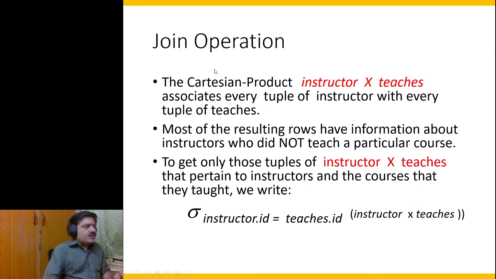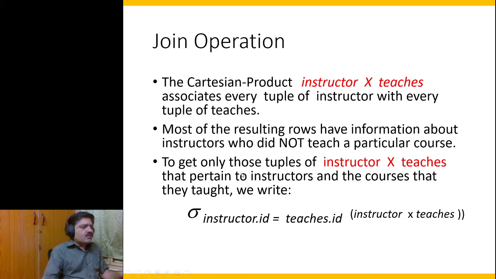As I just told you, the Cartesian product instructor cross teachers associates every tuple of instructor with every tuple of teachers. We call such an operation a join operation. So we are joining two relations. Most of the resulting rows have information about instructors who did not teach a particular course. So this kind of a cross product by itself might be meaningless, but it's very useful when it comes to applying other operators on top of this and arriving at a resultant relation, which makes a lot of sense.